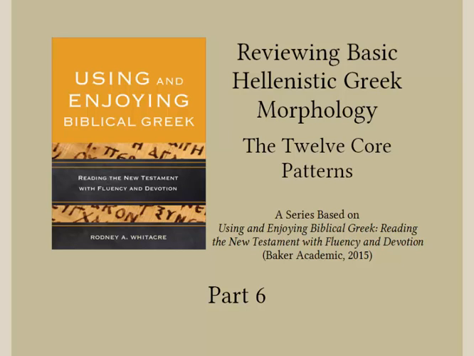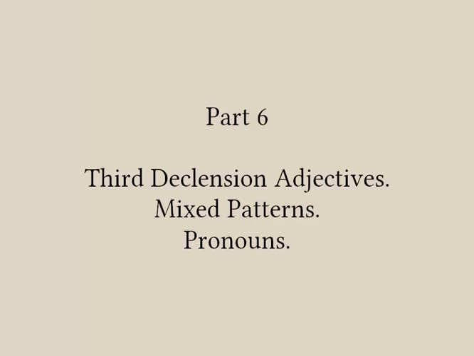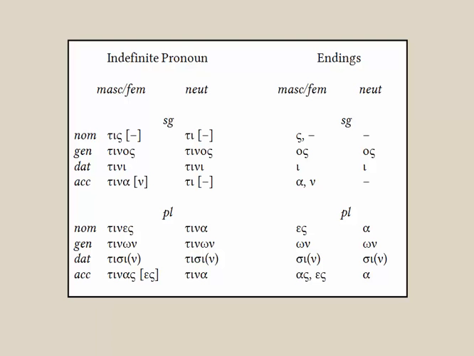Welcome to the sixth video in this review of basic Greek morphology based on 12 core patterns. We now come to the final major features of the Greek nominal system, beginning with the third declension adjectives. There are no new endings to learn since these adjectives use the same core pattern as the third declension nouns, and many of the same modifications we saw in the nouns will also take place in the adjectives.